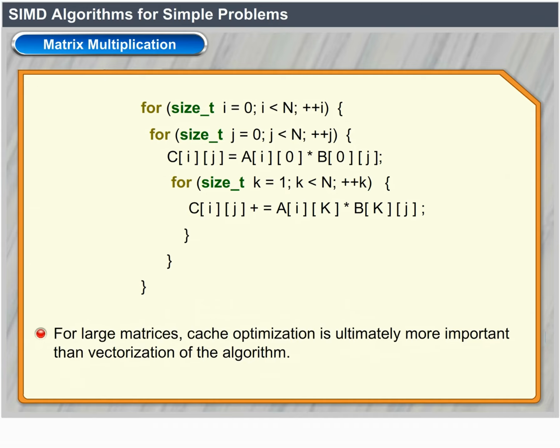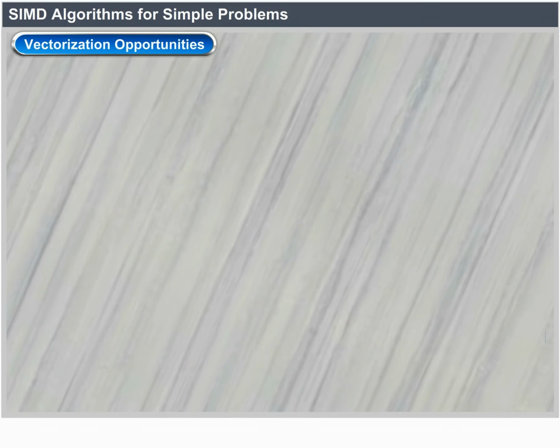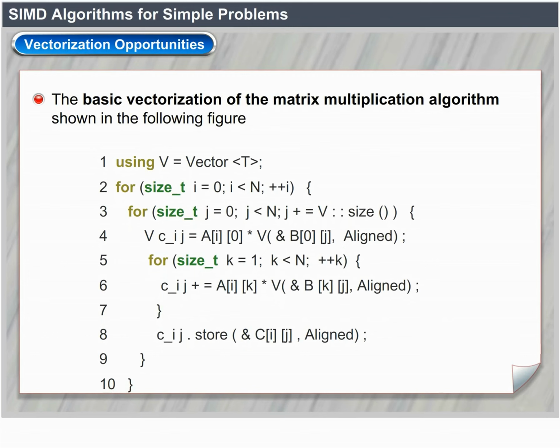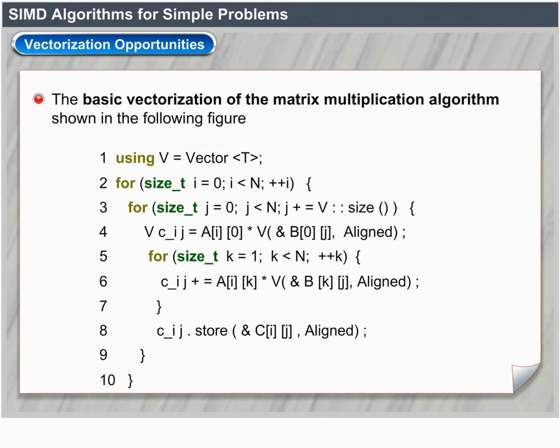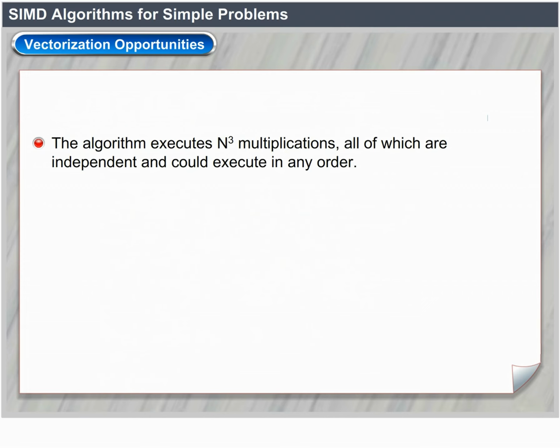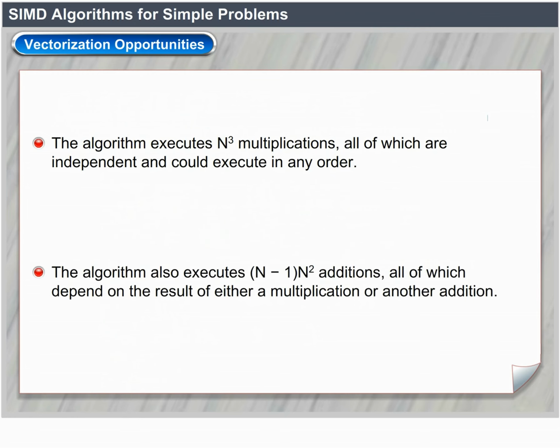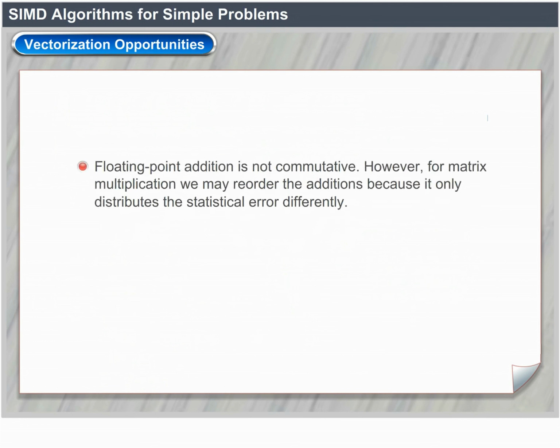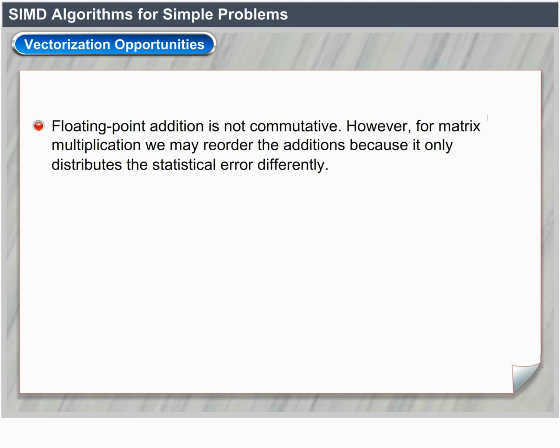Vectorization opportunities. The basic vectorization of the matrix multiplication algorithm is shown in the following figure. The algorithm executes n-cubed multiplications, all of which are independent and could execute in any order. The algorithm also executes (n-1) times n-squared additions, all of which depend on the result of either a multiplication or another addition. Floating point addition is not associative. However, for matrix multiplication, we may reorder the additions because it only distributes the numerical error differently.